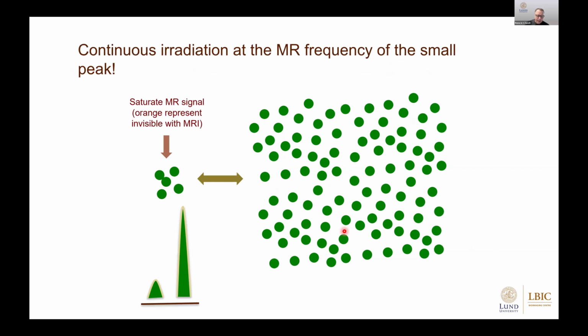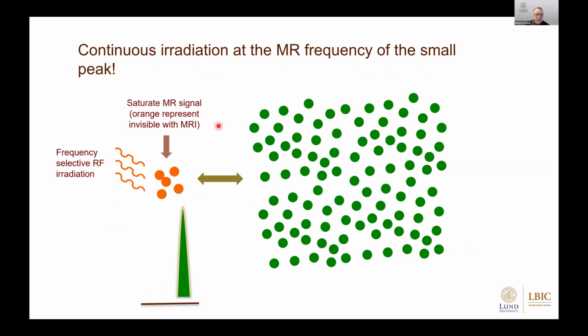So if we have again this example here, the small peak and the water peak, I represent this little peak with 5 dots here, and I have the water with all these green dots over here. We use our radio frequency waves, and we color them in this case orange, and orange means invisible, so they will be gone. I don't see them anymore.